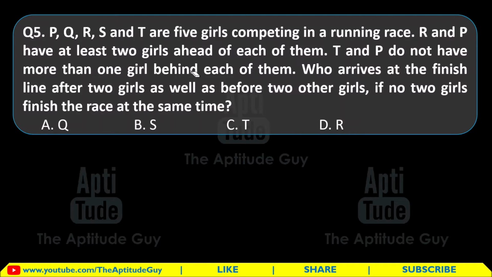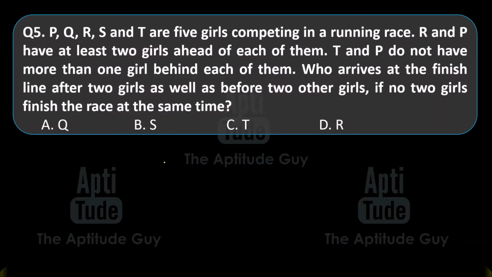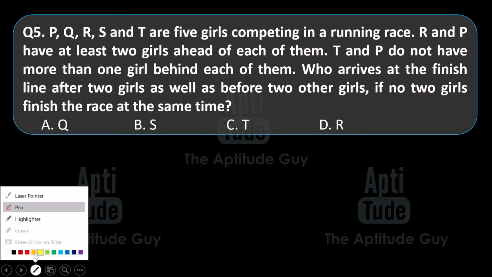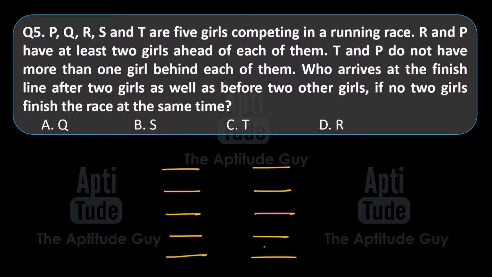Alright. Now, there are 5 girls competing in a running race, and they have mentioned in the end that no 2 girls finished the race at the same time. Alright. So, let's write some data over here. We have dash, dash, dash, dash. How many girls? 5 girls and another dash. So this is one scenario, and let this be another scenario. The positions are first, second, third, fourth, and fifth.